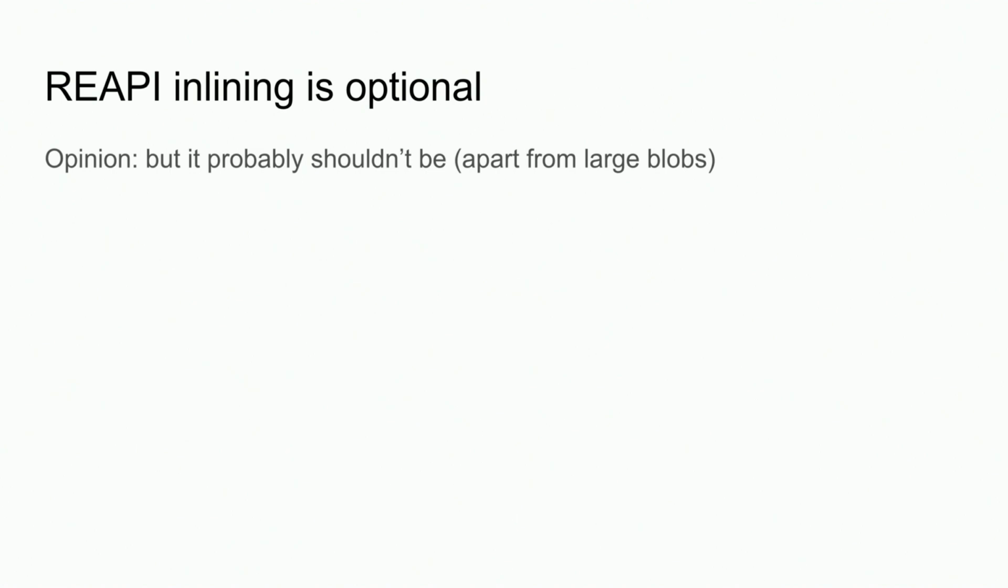Another thing I noticed is that inlining of results is optional in REAPI. This seems kind of weird to me. If you're going to do a round trip to check the cache results and the cache results aren't huge, I think they should just be returned along with the answer if it's in the cache or not.